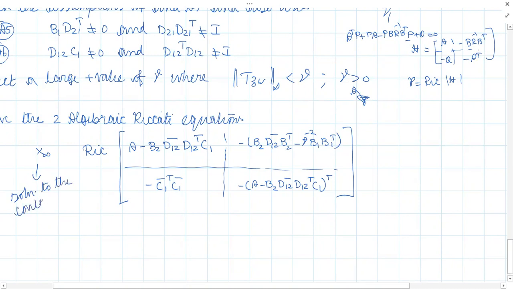Sir, here D12 bar means? Yeah, that is some term. I will write that. Please allow me some time.